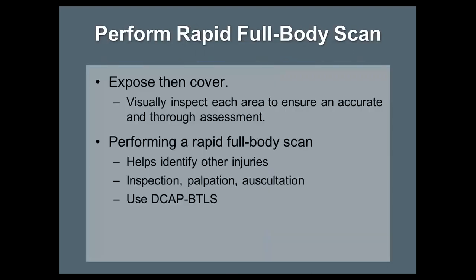You've got to be able to find what you're looking for. Rapid full body scan is simply, you've got to take a look at the front, and when you roll them up, look at the back. So many times things have been missed, sticking in the back, because people simply didn't roll it up and look at it.